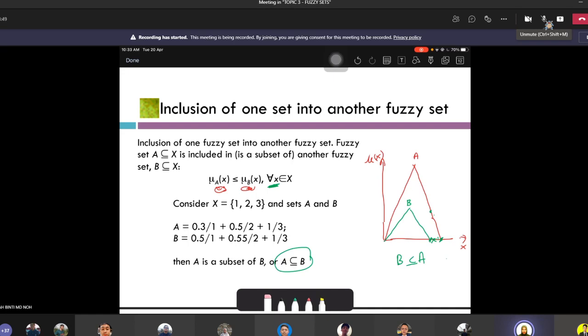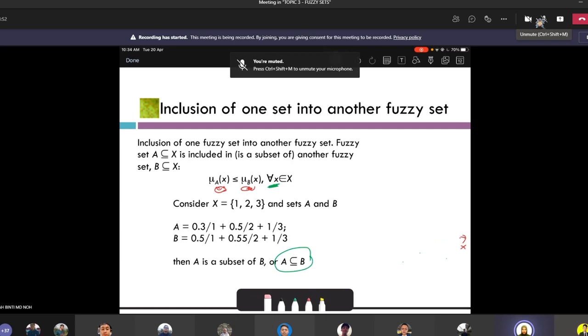Any question? Okay. No question maknanya faham lah tu. Kalau kita check pun dekat sini, for every element, 1, 2, 3, element 1, dia belongs to A sebanyak 0.3, B 0.5, element 2, 0.5, B 0.55, 3, 1, 1. Dia kurang atau sama. Jadi bila kita tengok setiap satu ni, A is less than B, less or equal. Jadi kita boleh katakan A adalah subset of B in this case.